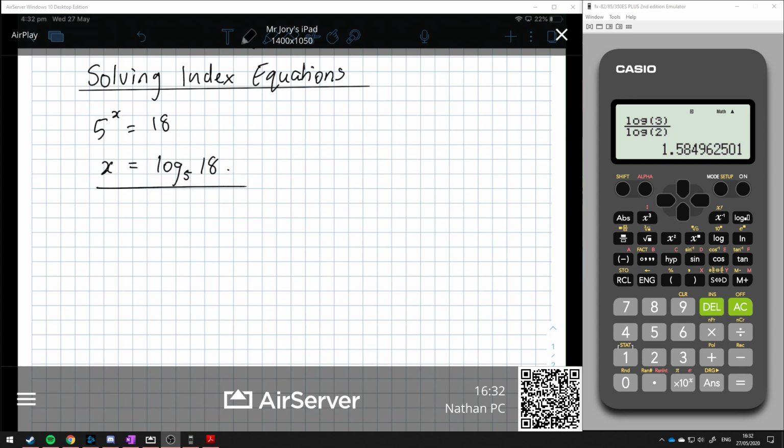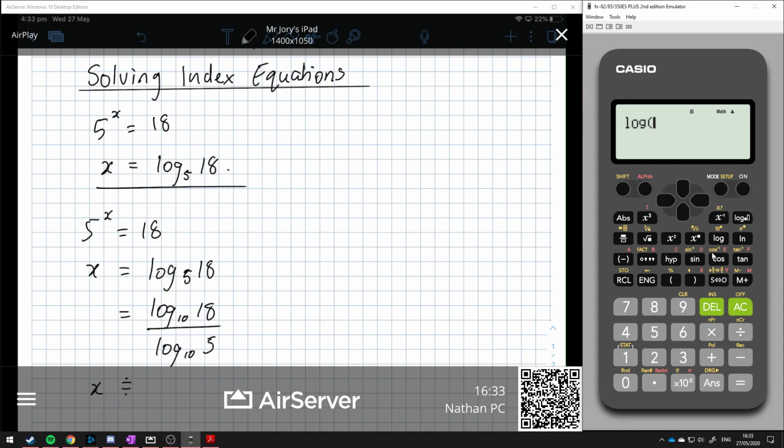However, we could give an approximate solution by doing the change of base to convert it to base 10, okay? So the idea is, if you're being given this equation, you're going to start off by writing it in log form, but then we're going to rewrite log base 5 of 18 as log base 10 of 18 over log base 10, or our new base, of 5, okay? And so this is going to give us an approximation value.